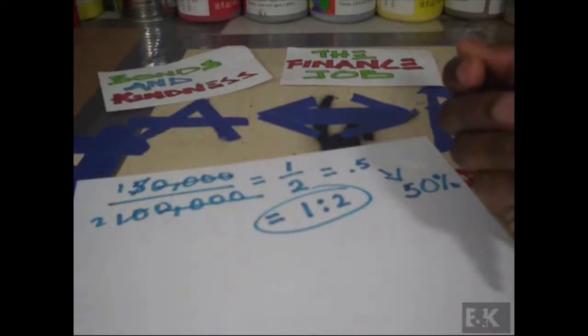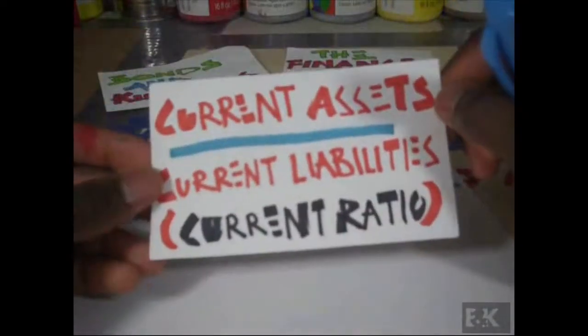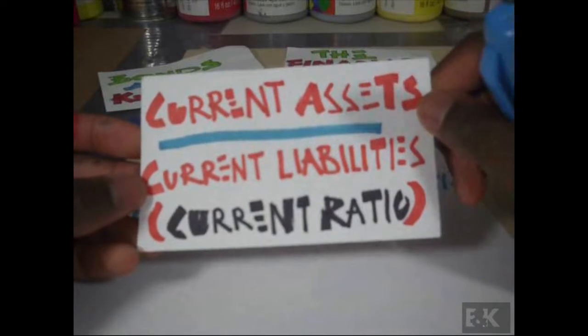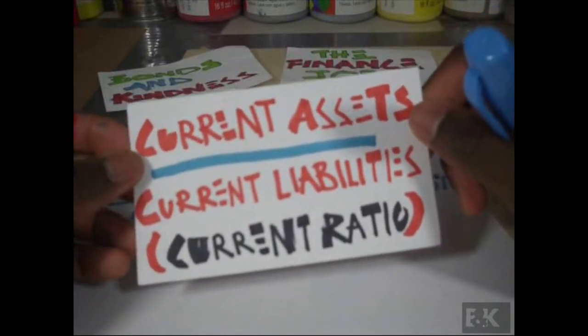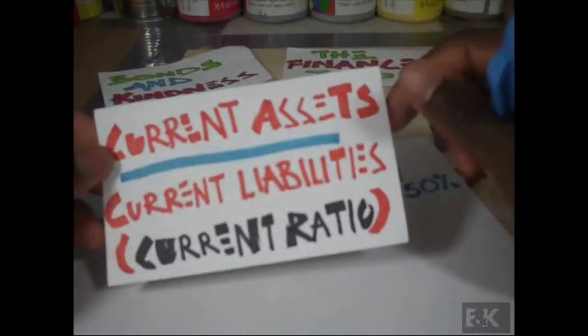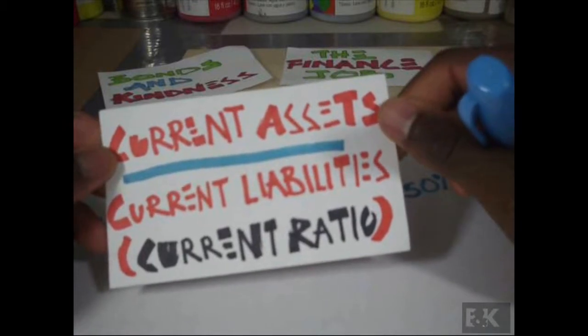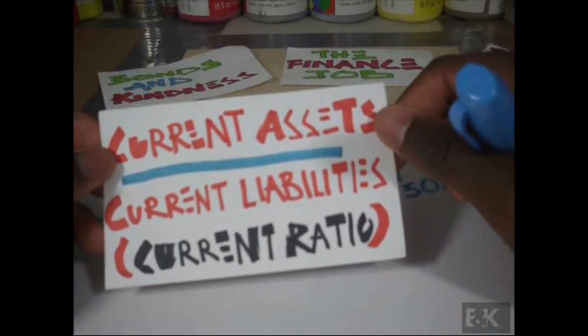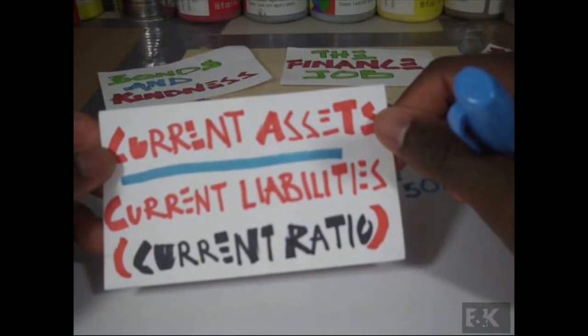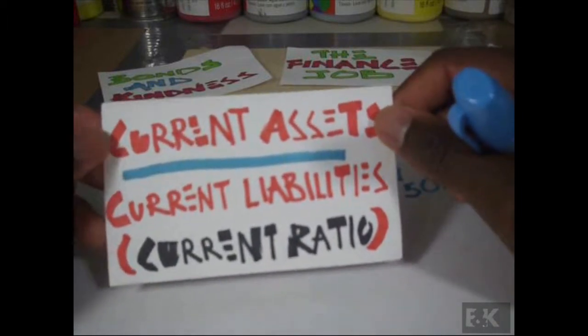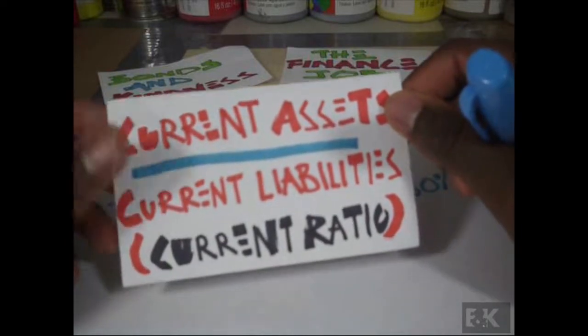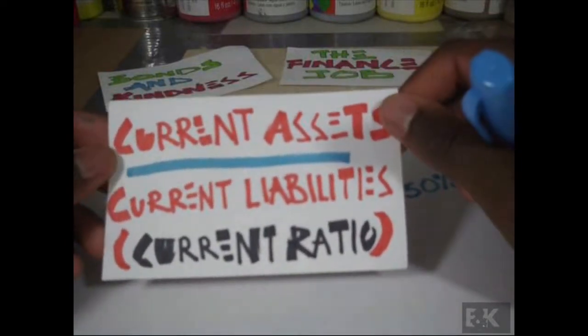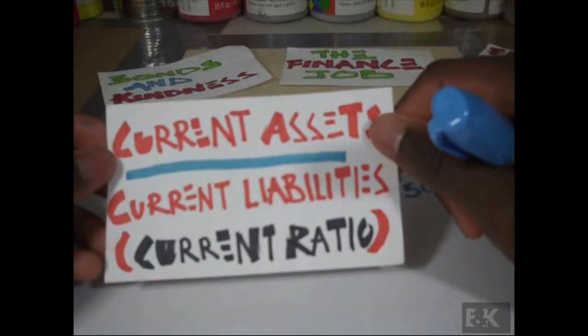So let's take a look at another ratio. Let's say our current ratio, which we will go over, don't panic, is 1 to 4. I'm just making numbers up at this point, right? That means for every $4 that we owe that we should pay this year, we have only $1 worth of stuff that we can potentially sell and collect cash for this year.